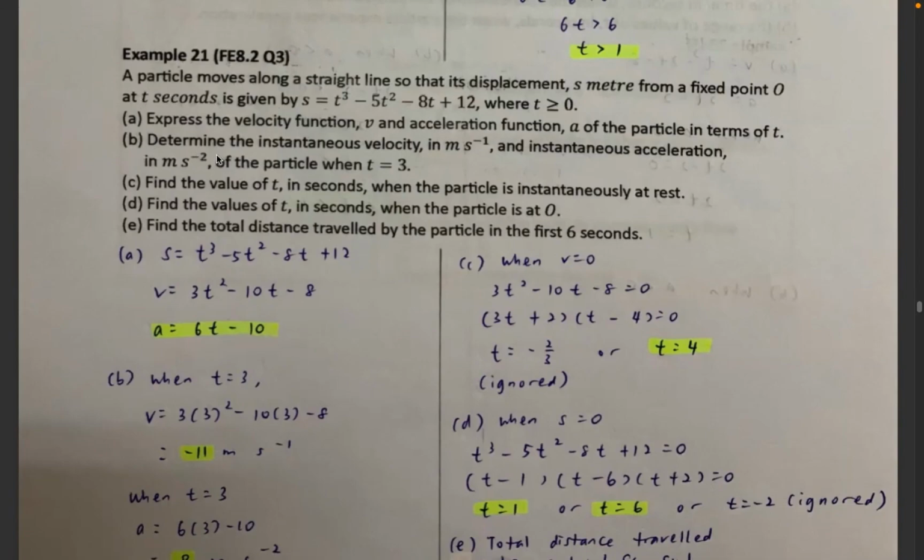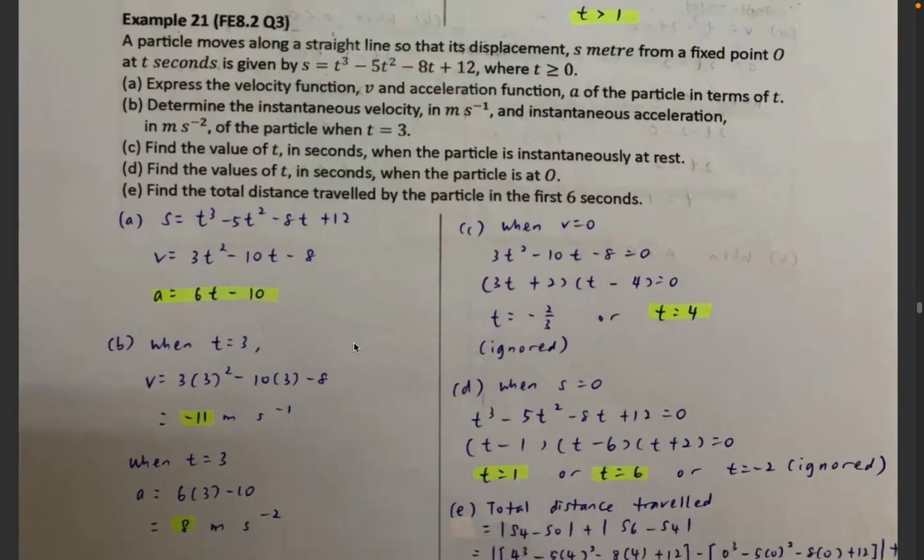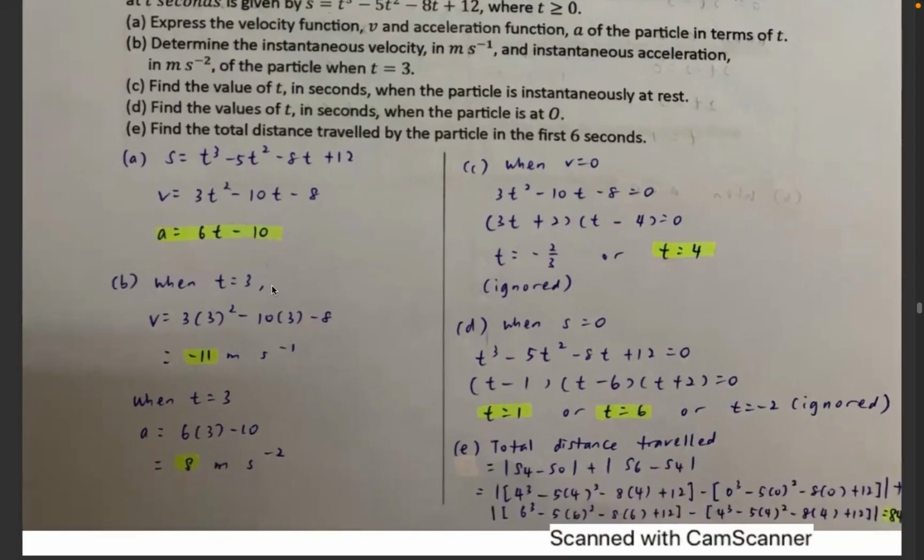Next one, B. Determine the instantaneous velocity and instantaneous acceleration of the particle when t equals 3. That means we just need to substitute the value of t equals 3 into the velocity function, and we will have v equals -11. And same thing, we just have to substitute t equals 3 into the acceleration function. Then we have the answer a equals 8.